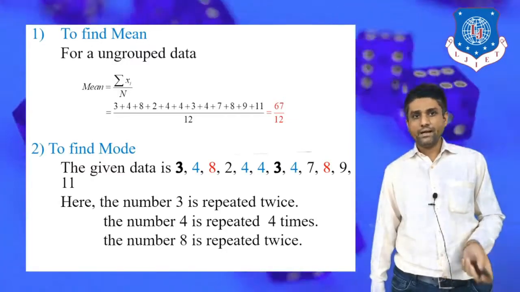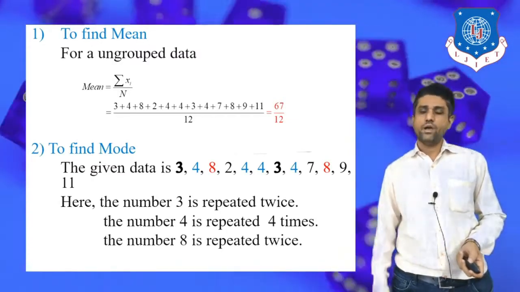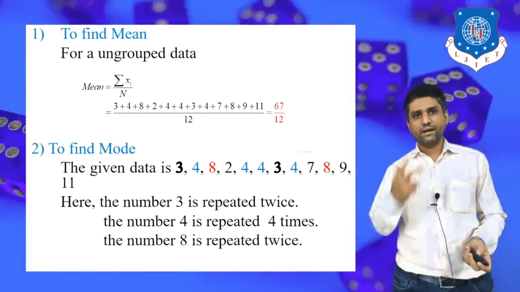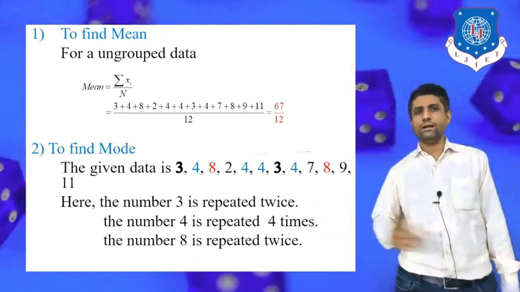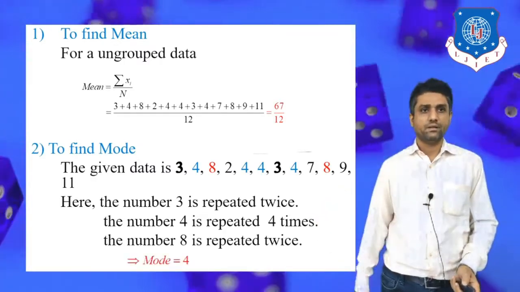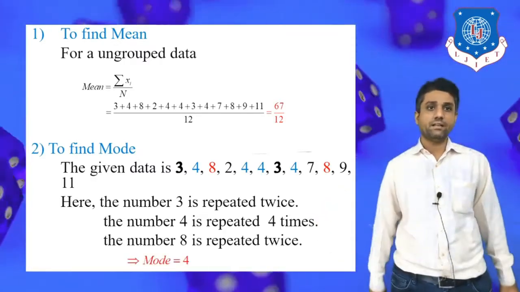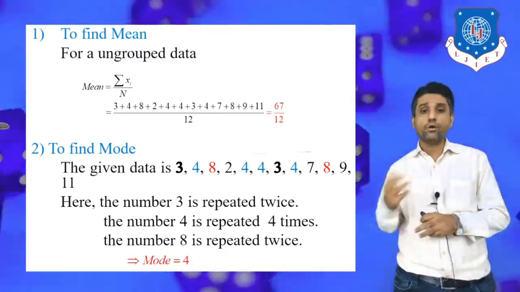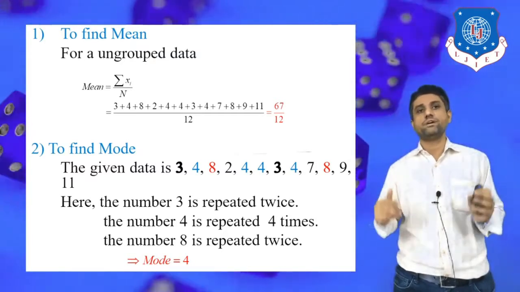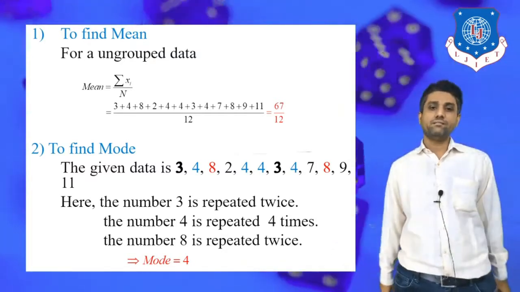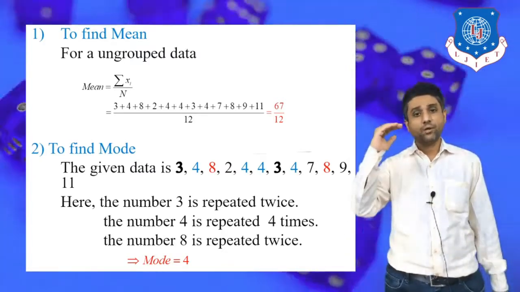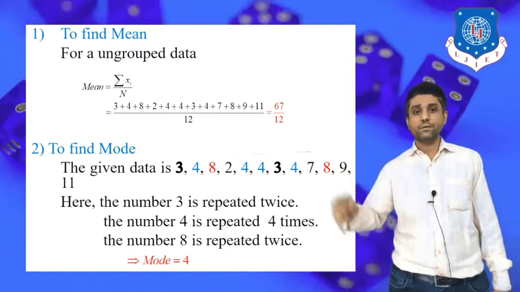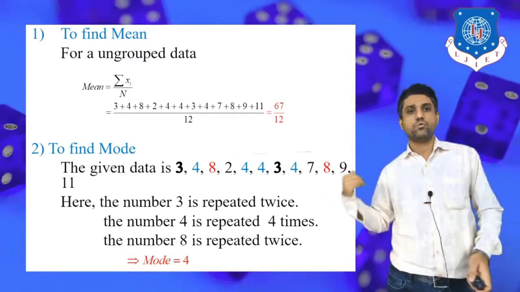The number 8 is repeated twice, so we highlight it in red. The rest of the numbers appear just once, so we write them in black. As you can see, the number 4 is repeated the most times. That's why we say that the mode is 4. In general, mode is just the value with the highest frequency, the data that is repeated most frequently. So we say that the mode is 4.